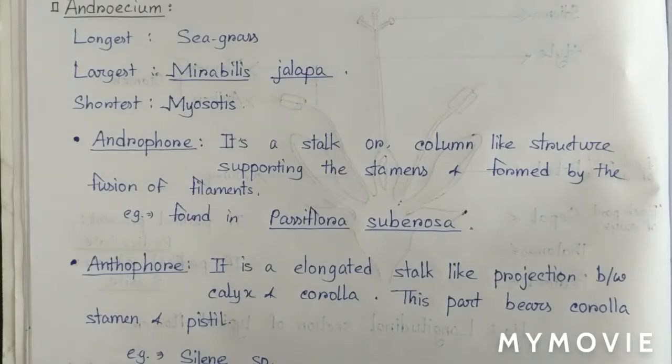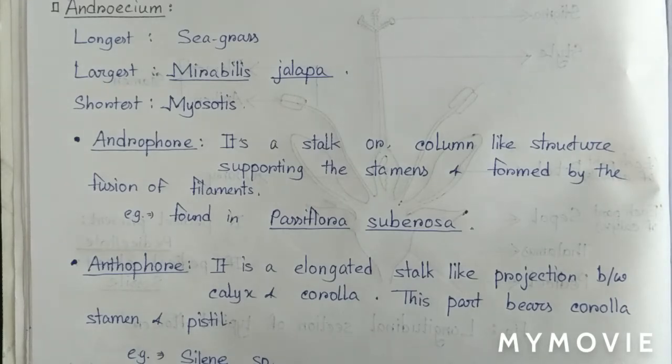Now we come to androecium. Androecium means male reproductive organ or part of the flower. The longest androecium is found in seagrass. The largest androecium found is Mirabilis jalapa, which is commonly known as Sandhya malati, and the shortest androecium is known as Myosotis. These are the examples.